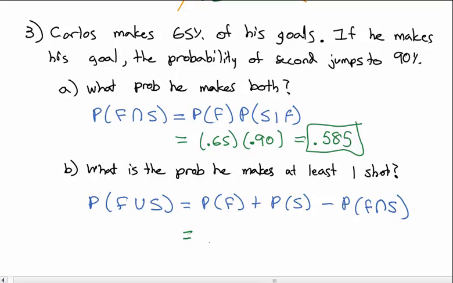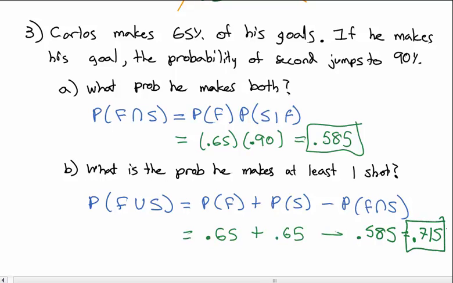So the first shot, that's 0.65. Plus the second shot, it doesn't matter if he made the first one or not now. Carlos makes 65% of his goals. So the second shot's also going to be 0.65 because he makes 65% of all of his goals. The 90% is just given he made the first one. Then we have to subtract off the probability he makes both of them, which is 0.585. And so on my calculator, 0.65 plus 0.65 minus 0.585, the probability he makes at least one shot is 0.715.